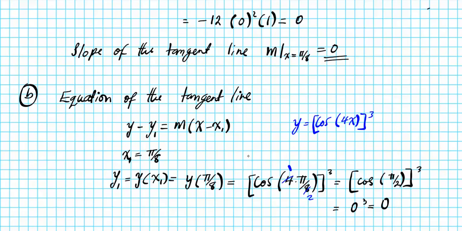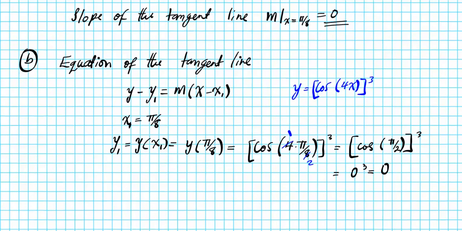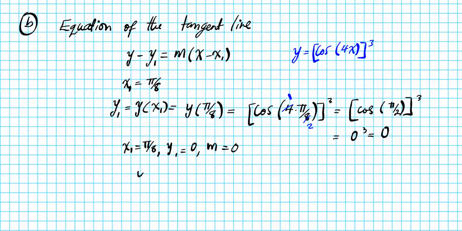Okay, so it looks like we have everything that we need. x1 is pi over 8, y1 is 0, and m evaluated at x1 is 0. Okay, if we put everything into the equation of the line, point slope form, y minus y1 equals m times x minus x1, and simplify this, you end up with y equals 0 as the equation of our tangent line.